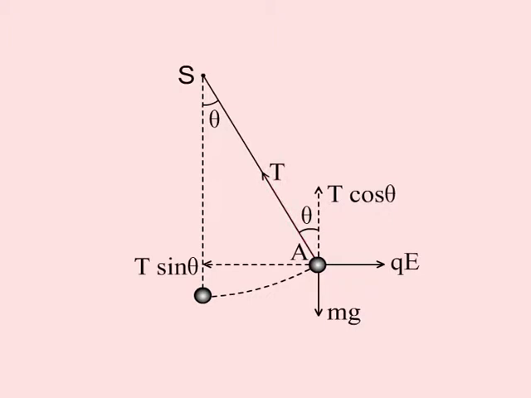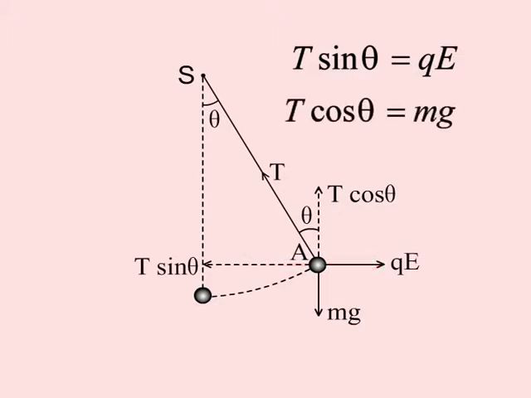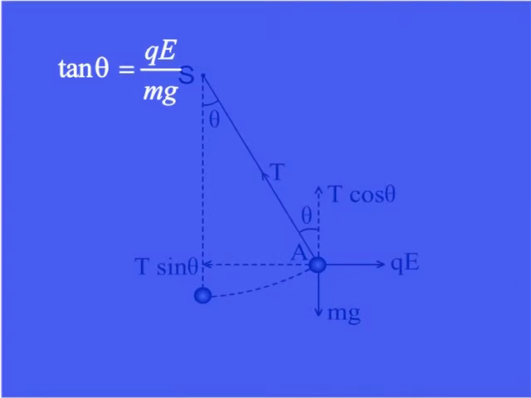Third, the bob has the electrostatic force QE in the horizontal direction. Since the bob is in equilibrium under the action of these forces, if we resolve the tension force, we get T sin theta balancing the electrostatic force QE and T cos theta balancing the weight mg. On dividing, we get tan theta is equal to QE upon mg.